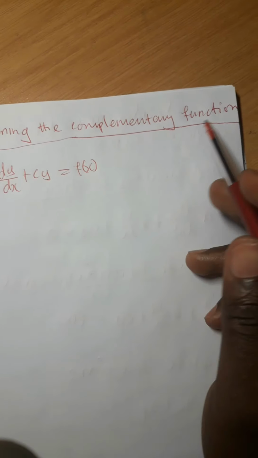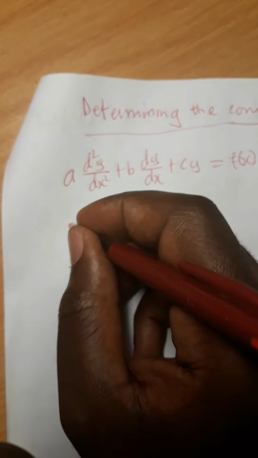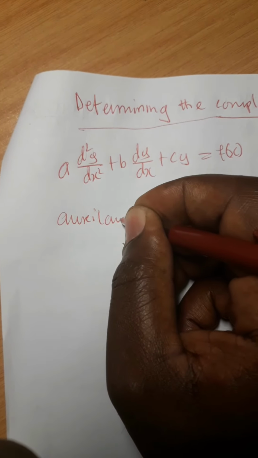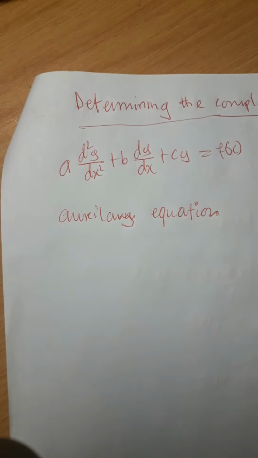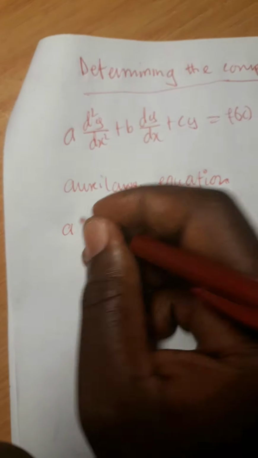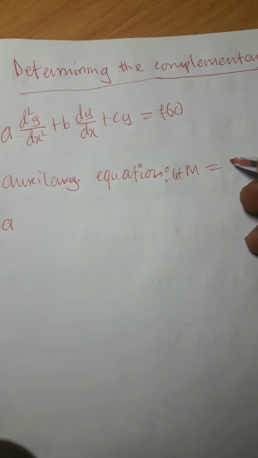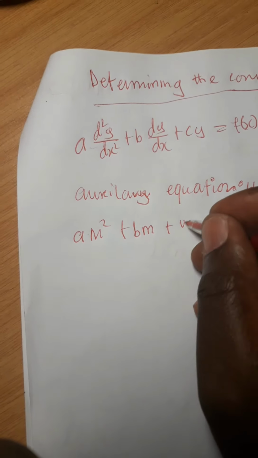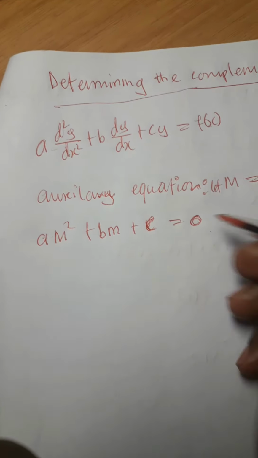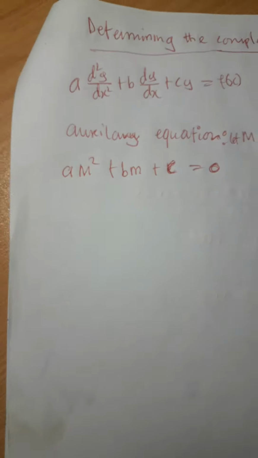So in order to determine the complementary function, when this equation is given, we need to form an auxiliary equation. Let m be equal to dy all over dx, so that this will be a m square plus b m plus c equals 0. From here, you'll be able to determine your yc.